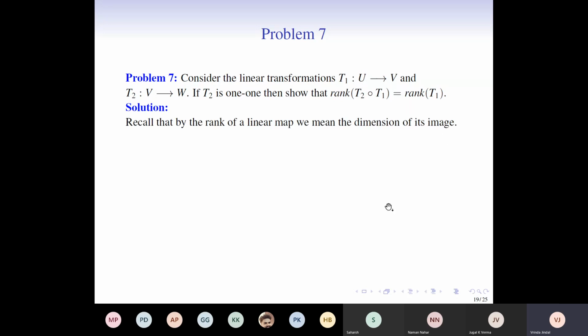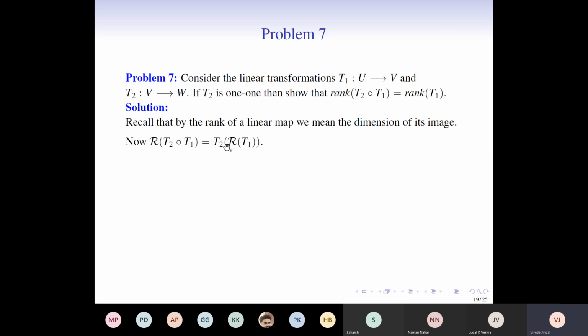So how do we go about it? Rank of a linear map means the dimension of its image. Image and range have been used interchangeably in this tutorial. So range of T2 T1 is the same as T2 of range of T1. How did this happen? Range of T2 T1 is basically all those values that T2 T1 can result in when T2 T1 is applied to some vector in U.